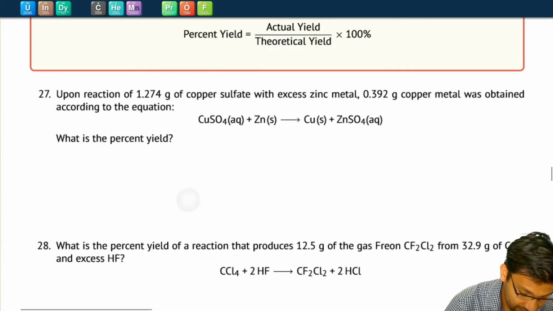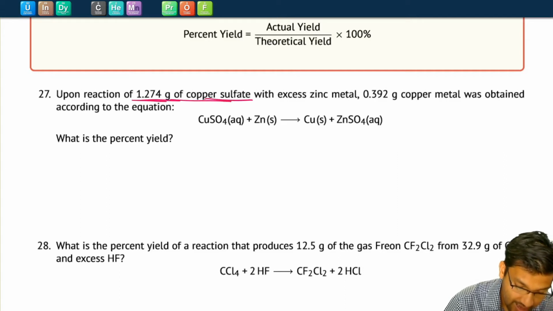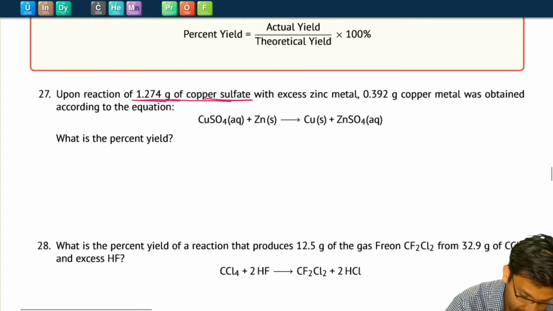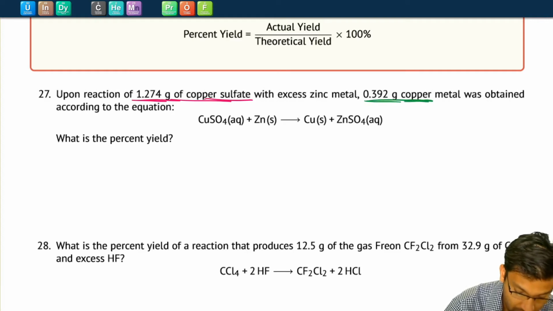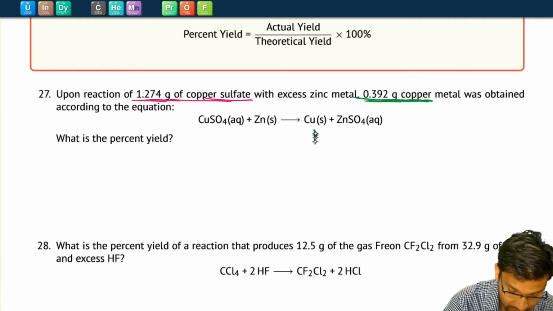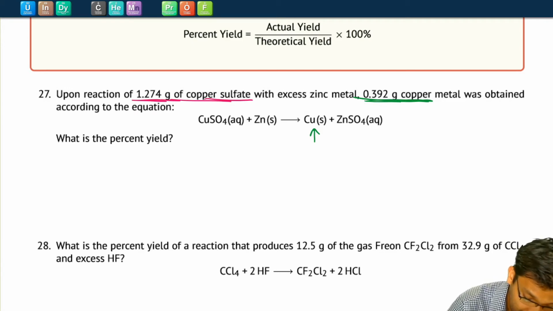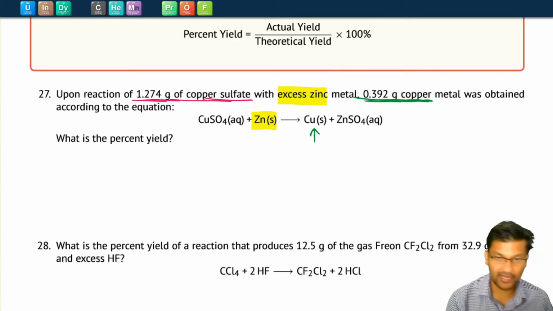In number 27, we have a reaction where we started with 1.274 grams of copper sulfate and excess zinc, and we produced 0.392 grams of copper metal. So copper metal here is our product, and copper sulfate is our reactant that we started with. It's our limiting reactant. Why is it our limiting reactant? Because they already tell us that we have excess zinc. So zinc is going to be in excess, so we don't need to do a limiting reagent calculation. We already know that copper sulfate is our limiting reagent.